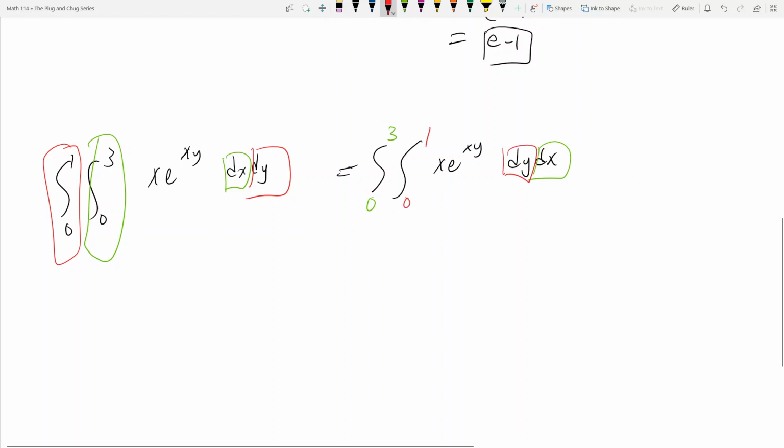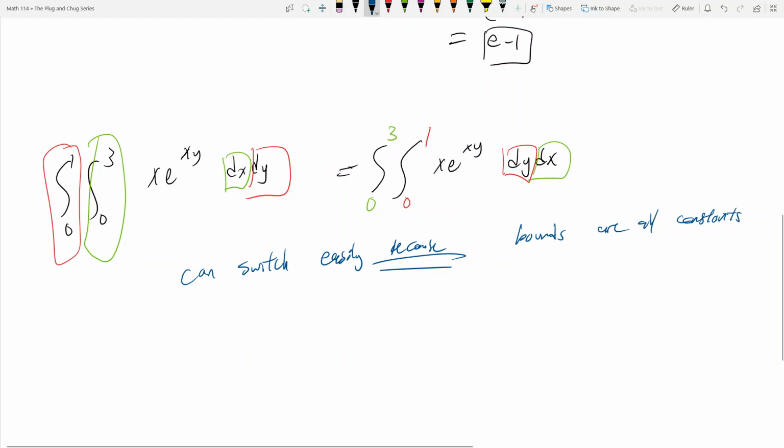This is fine because we can switch easily, because the bounds are all constants. We can switch these bounds easily because we're on a rectangular region where these are all numbers. They're all constants, so we can just switch the bounds. This becomes a huge problem later on, but let's just finish this problem now.